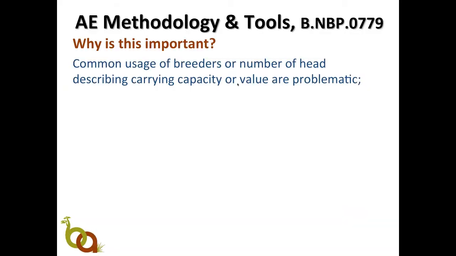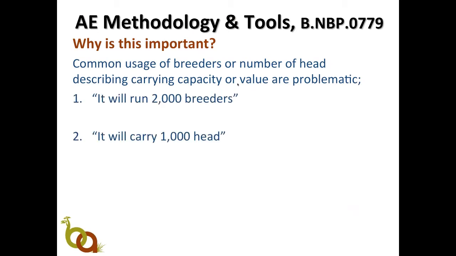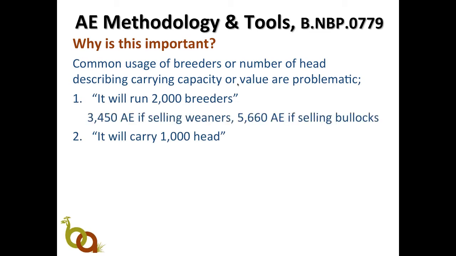Common usage of using breeders or number of head to describe the carrying capacity or value of a property or a station are problematic. For instance, two examples: the place will run 2,000 breeders or carry 2,000 head. They're very different depending on the structure of the business. For example, and it's a fairly extreme one, 2,000 breeders, which is a weaner operation, selling the steer straight off mum, will be a bit under 3,500 AE. Whereas if it's growing them out to bullocks, it's going to be up over 5,500 AE. So quite a difference in grazing pressure. We'll see a graph on that in a minute.